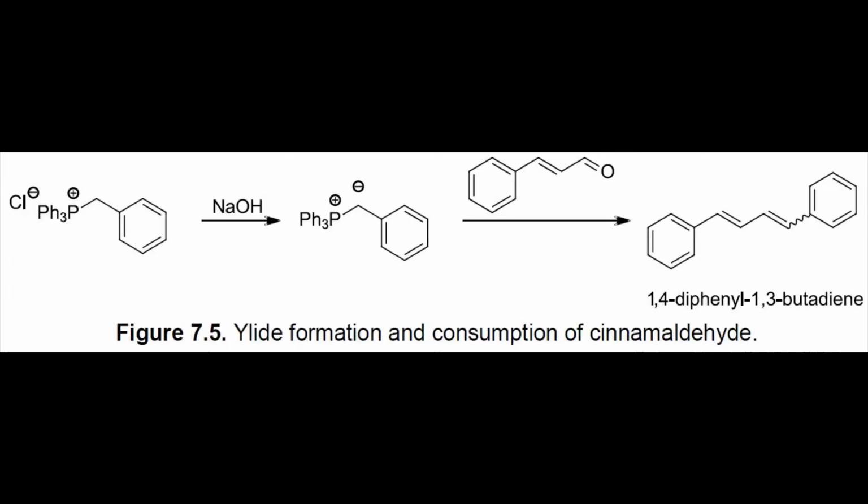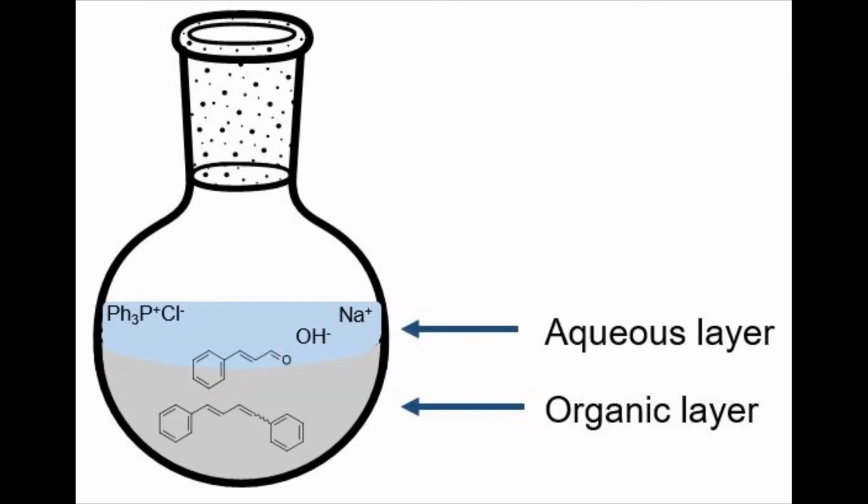You will carry out the ylide-forming reaction in the presence of cinnamaldehyde, which reacts with the ylide to form the product. The reaction occurs at room temperature in a biphasic mixture, where sodium hydroxide is present with dichloromethane, forming two layers in the reaction mixture. The necessary reaction intermediates will transfer back and forth between aqueous and organic layers as needed. Most of the product will remain in the organic phase and will later be extracted from the aqueous phase.